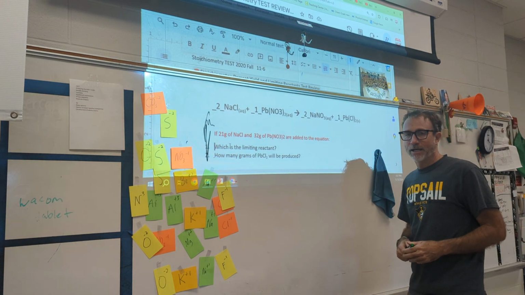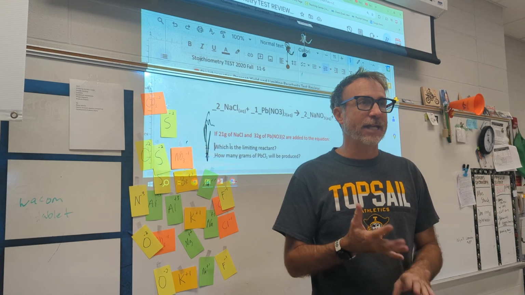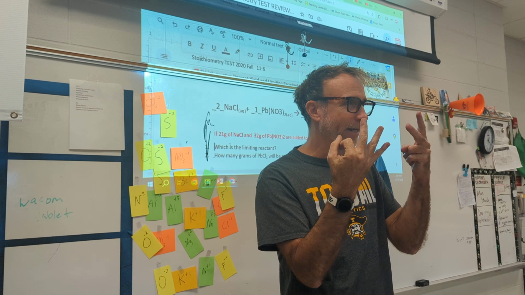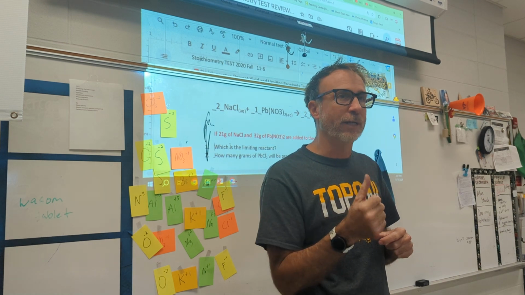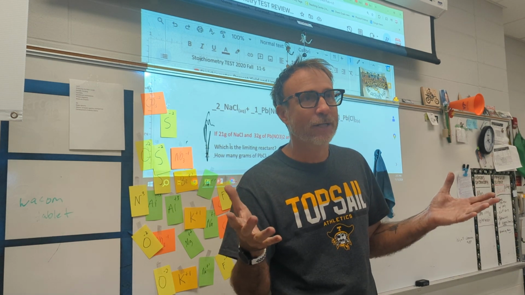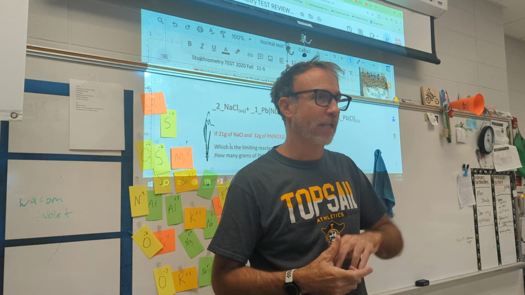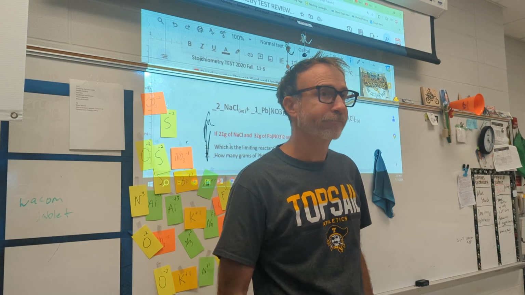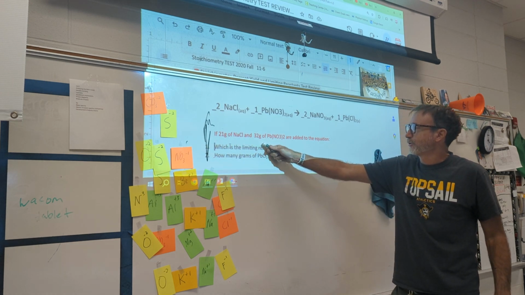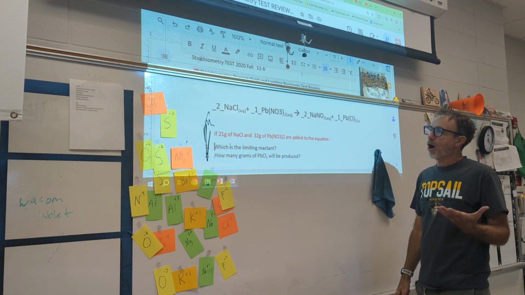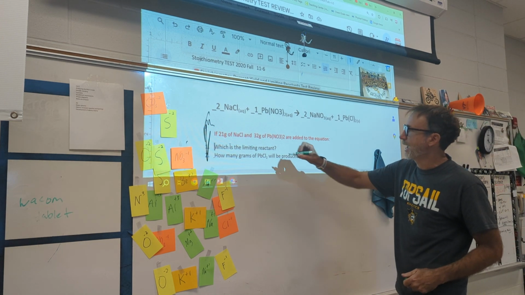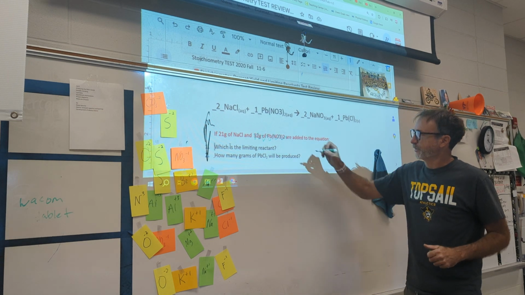All right? Now, if we were making Big Macs, a Big Mac takes 3 buns, right? And then there's 2 patties, right? So if you had 30 buns and 30 patties, you don't have enough buns to make 10 Big Macs. So the buns are the limiting reactant, not the patties. Does that make sense? All right. So you got 21 grams of NaCl and 32 grams of lead-2 nitrate. All we do is do the problem twice. That's it.